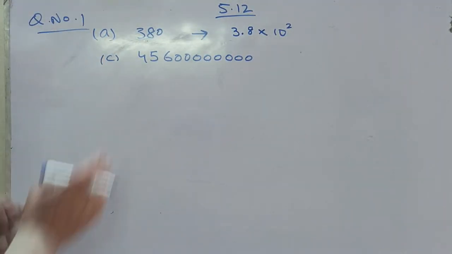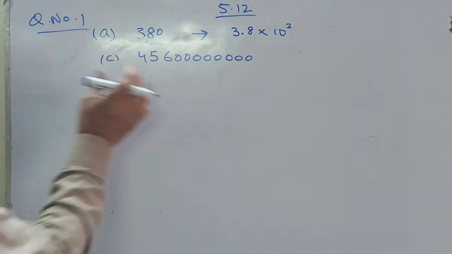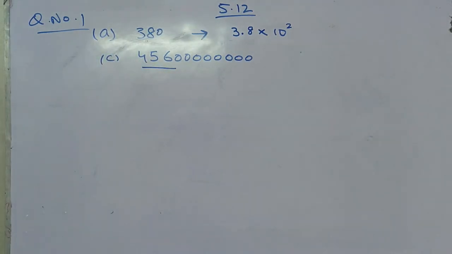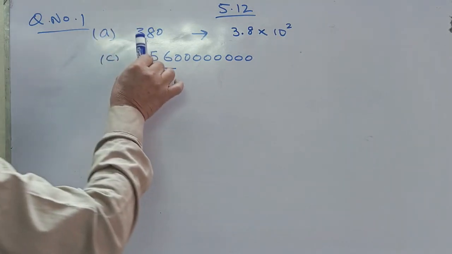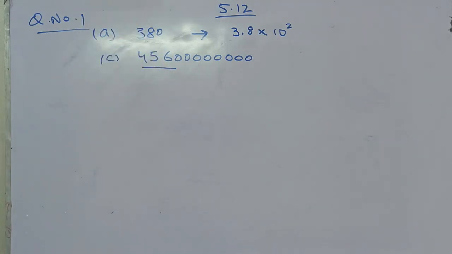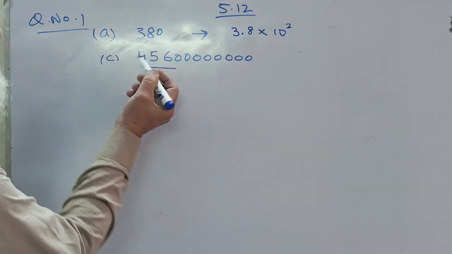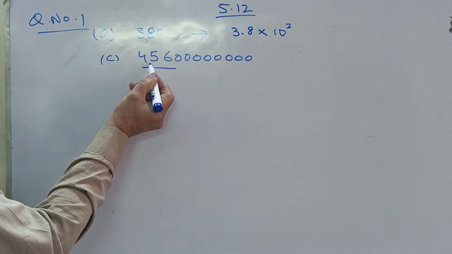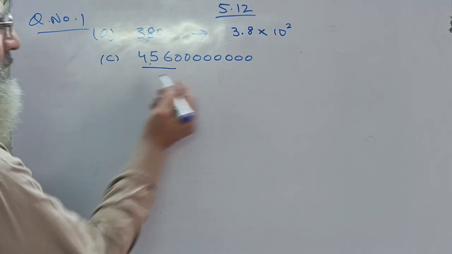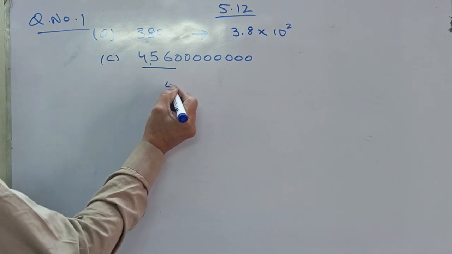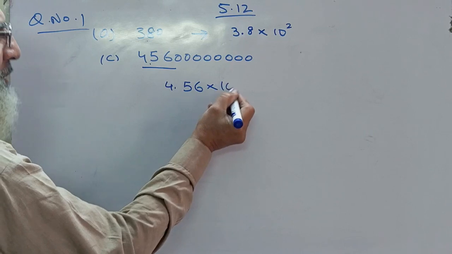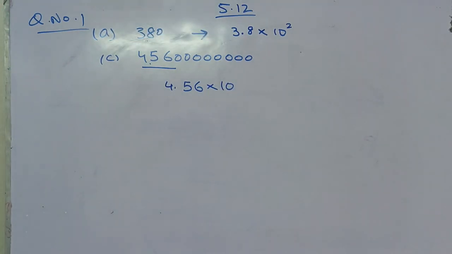Now you see that the basic part remains the same, just as it was in question number 1 part A. So we'll just place a point after the first digit, and it will become 4.56 into 10 raised to power.